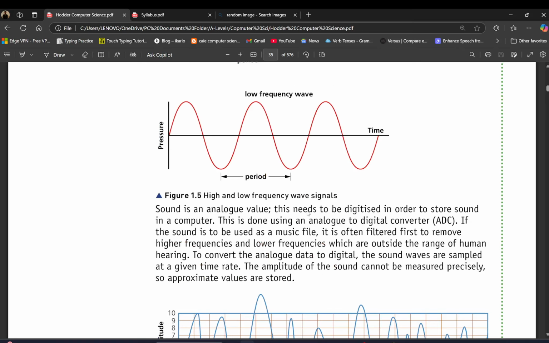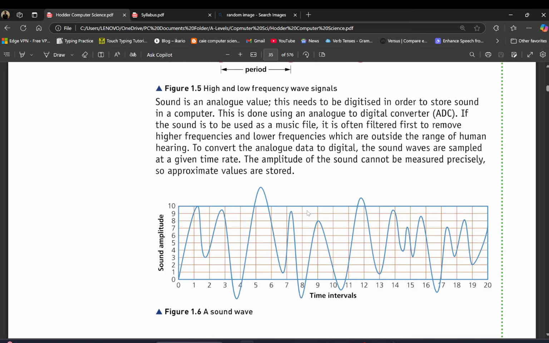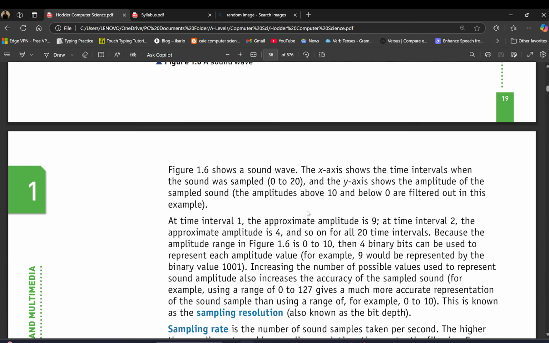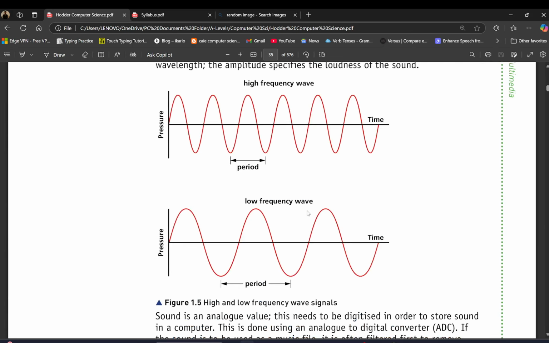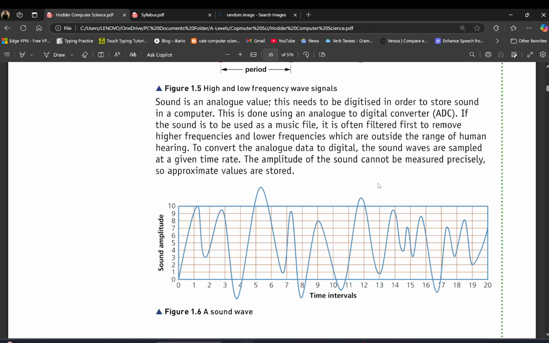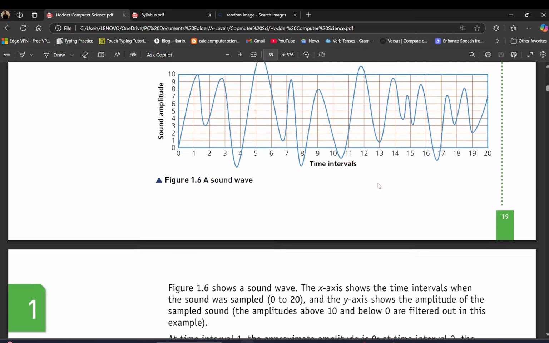Now, how do we transcribe or convert or map this wave into bits? So we have a thing called sound amplitude. Amplitude is the highest point in a sound. So this point is an amplitude. This point is an amplitude. So the amplitude of a sound cannot be measured precisely, so approximate values are stored. And the higher the sampling rate, the more precise our sound data.